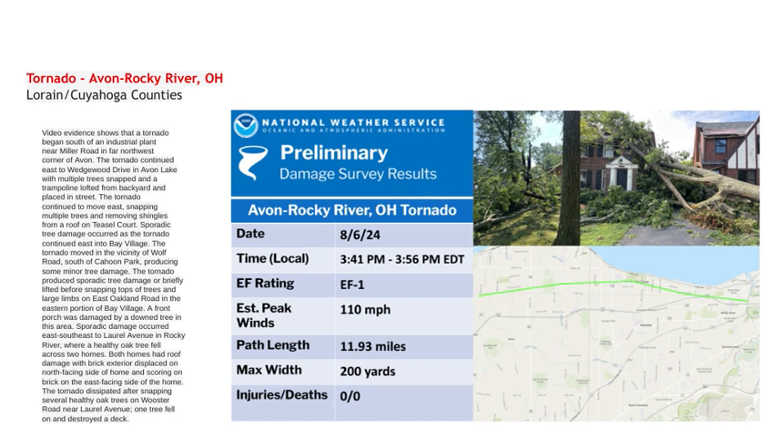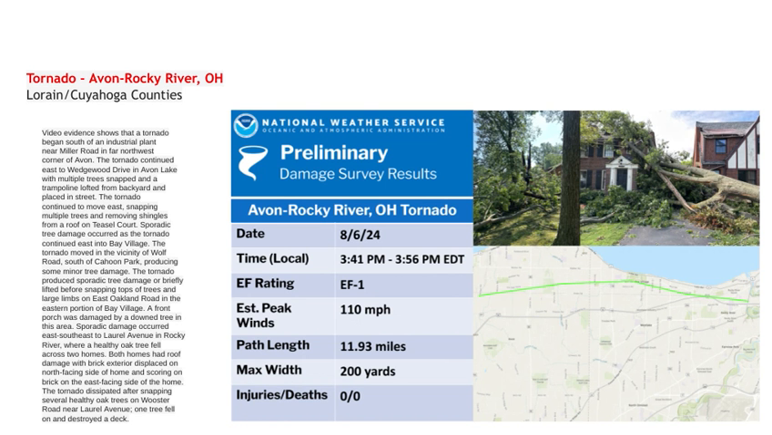So, this shows that the tornado began south of the industrial point near Moore Road and Farmley, northwest corner of Ava. The tornado continued east to Railway Drive in Ava Lake with multiple trees snapped and a trampoline lifted from a backyard and placed in the street. The tornado continued to move east, snapping multiple trees and removing shingles from a roof on Tesla Court.